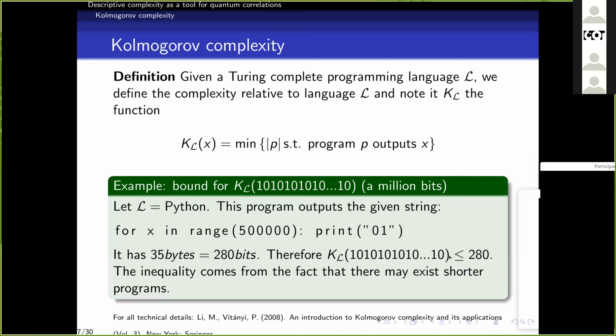Why the inequality? Because maybe there is a shorter program that generates this string. So this is just an upper bound, okay? Because the definition of the complexity is the minimum length of the program that outputs the string. So if there's a shorter one than this, which I think there is, this gives an upper bound. And I'm writing some references at the bottom, so if anyone wants to go into more details, they can check that out.